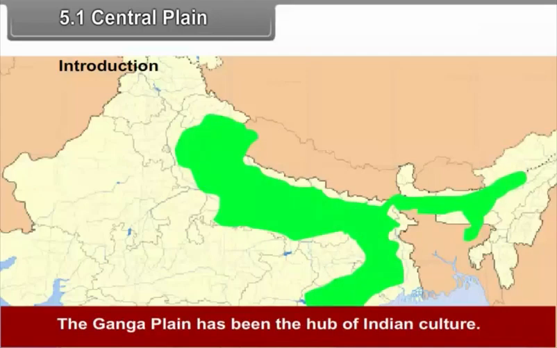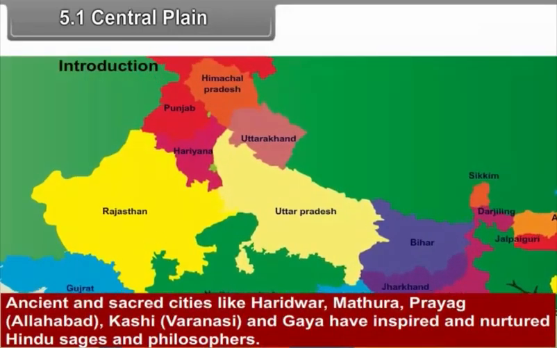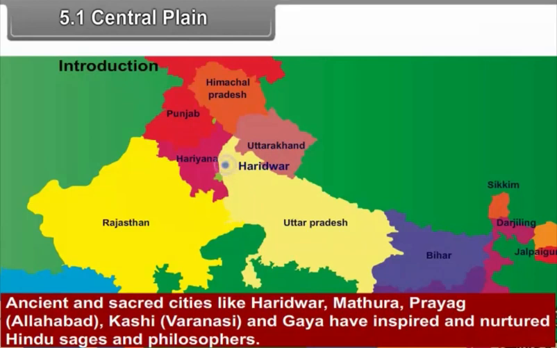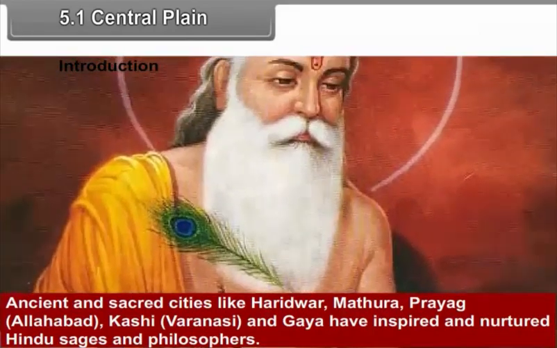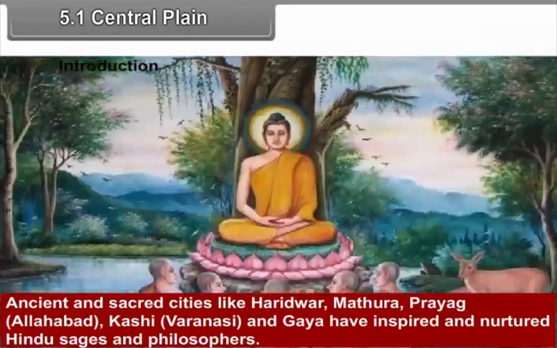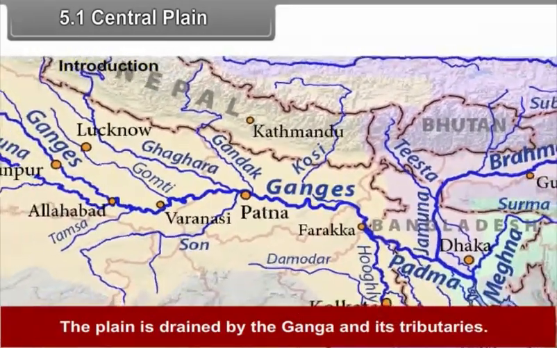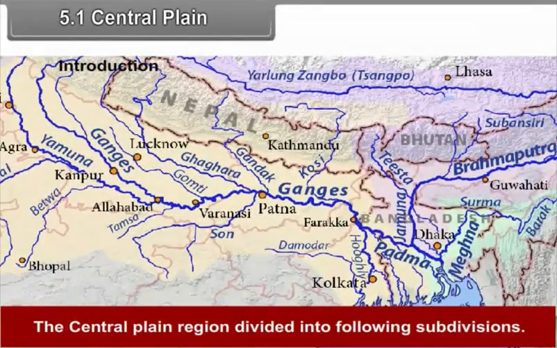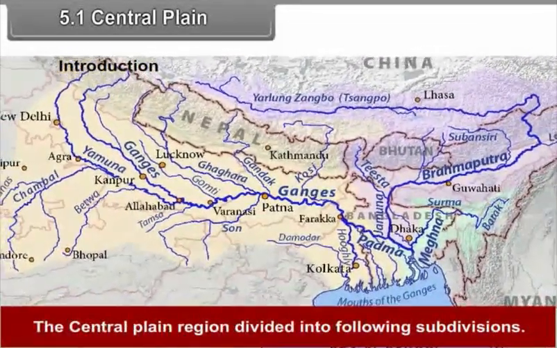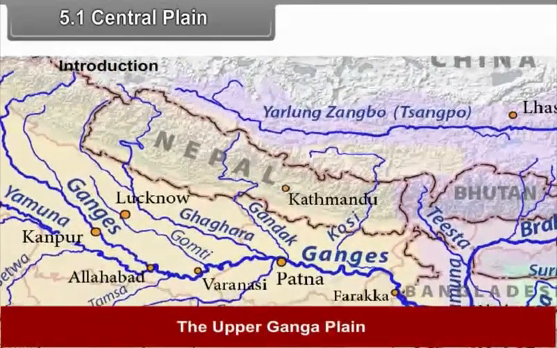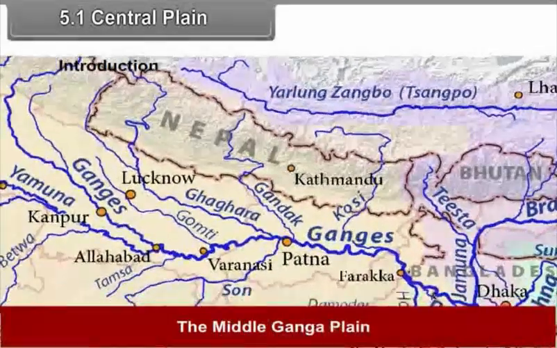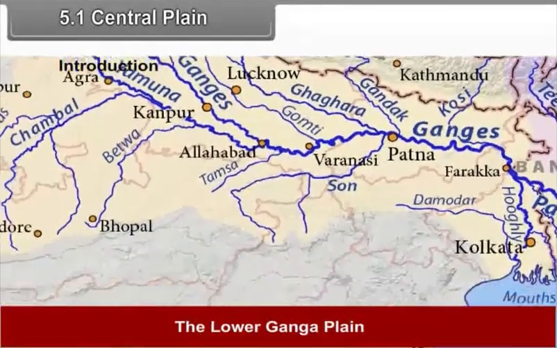The Ganga Plain has been the hub of Indian culture. Ancient and sacred cities like Haridwar, Mathura, Prayag, Kashi and Gaya have inspired and nurtured Hindu sages and philosophers. The plain is drained by the Ganga and its tributaries. The Central Plain region is divided into the following subdivisions: the Upper Ganga Plain, the Middle Ganga Plain, and the Lower Ganga Plain.